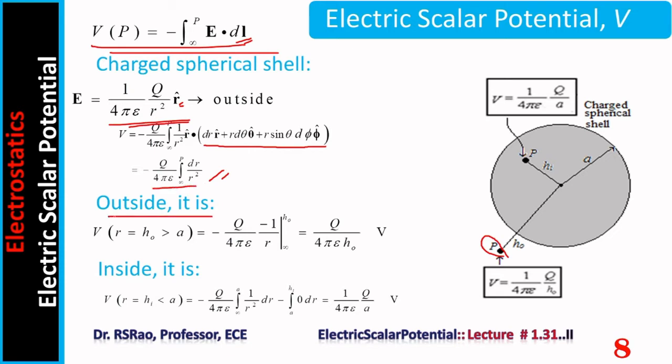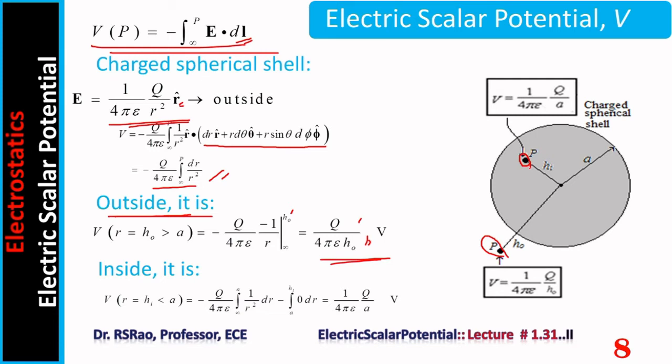Now to find the potential, we have to integrate from infinity to h naught, since the point is at a distance of h naught. Substitute, put limits, perform integration. It results in q by 4 pi epsilon h naught. Okay, fine. Next we consider the point inside the spherical shell.